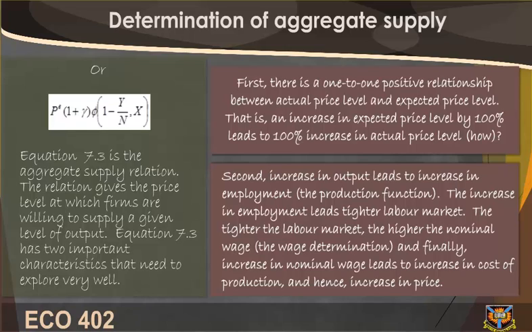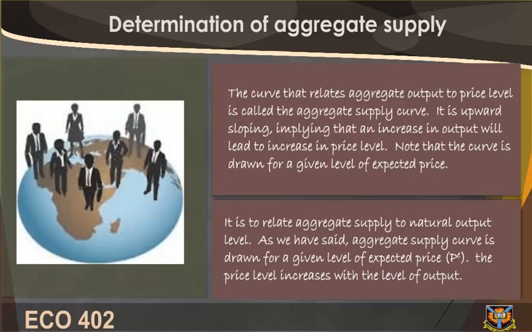Second, an increase in output leads to an increase in employment, through the production function. The increase in employment leads to a tighter labor market. The tighter the labor market, the higher the nominal wage, through the wage determination, and finally, an increase in nominal wage leads to an increase in cost of production and hence an increase in price. The curve that relates aggregate output to price level is called the aggregate supply curve. It is upward sloping, implying that an increase in output will lead to an increase in price level. Note that the curve is drawn for a given level of expected price.